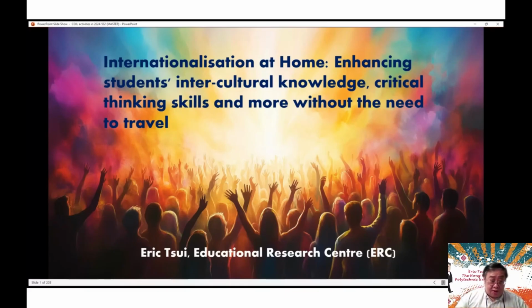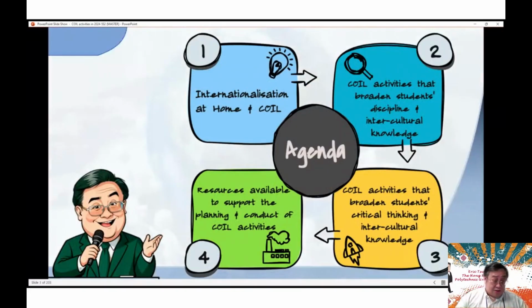I think this is an attractive title, Internationalization at Home, and using that as a way to enhance students' intercultural knowledge, critical thinking skills, and more importantly, there's no need to travel, because very often when we hear this word internationalization, there is always an association with the need to travel, and this is an exception, a good exception.